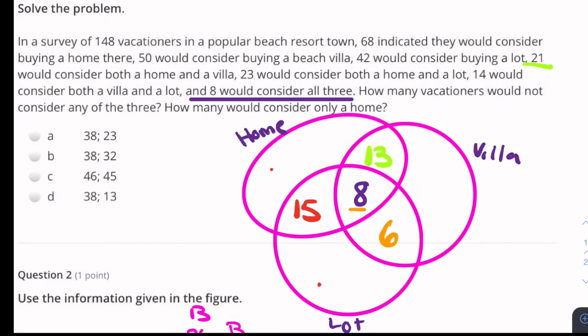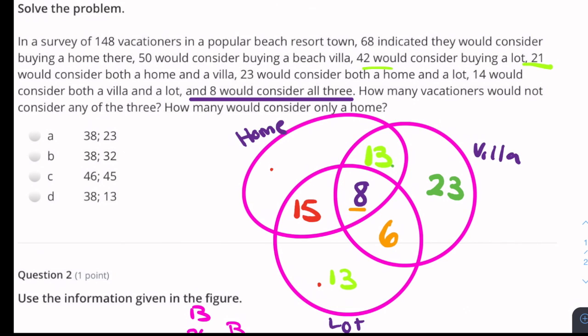So as I start filling this out, now I have the shared values, and now we're going to look at just the specific circles themselves. So I have 42 would consider buying a lot. So I have 42 total, but I already have 6 and 8, which is 14. 14 plus 15 is 29. And to get up to 42, I would need 13 more. We have 50 who would consider buying a beach villa. Currently, I have 13 plus 8 plus 6, which is 27. So I would need 23 that would just exclusively buy a villa and nothing else.